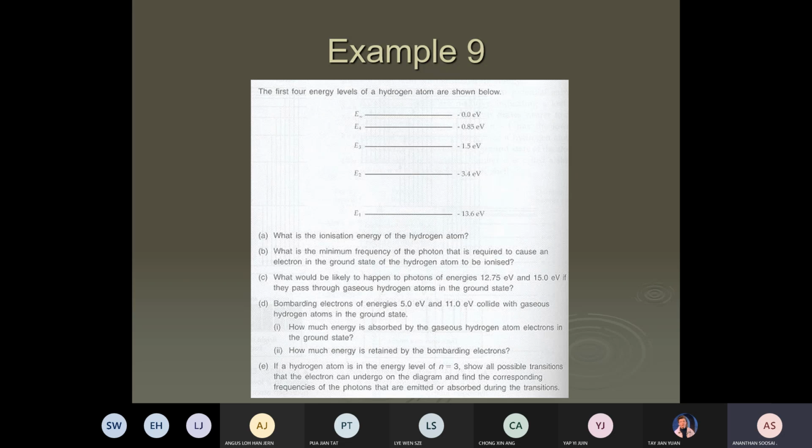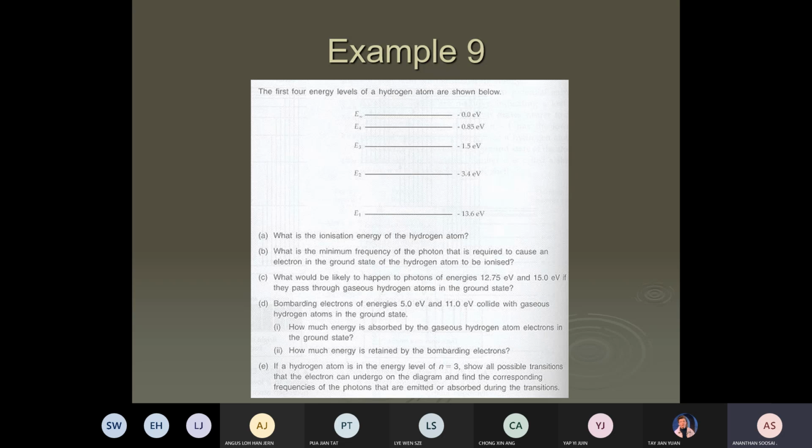Now part D, another one. D is a different case. Read the D. The bombarding electrons of energy 5 eV and 11 eV collide with a gaseous hydrogen atom in the ground state. Now the initial electron gets energy from a colliding electron. Another electron comes and collides, and that electron has a kinetic energy of 5 eV and 11 eV.